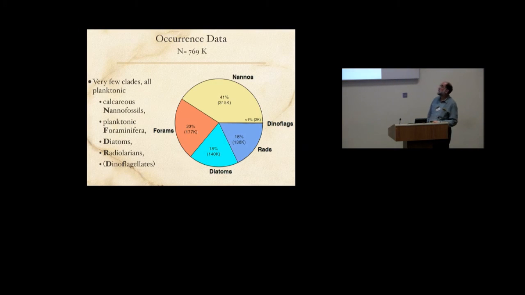Okay, this is the current content. There's nearly 800,000 occurrence records in the system at the moment, but almost all of it from really just 4 microfossil groups: the planktonic foraminifera, the calcareous nanofossils, coccoliths and stuff, diatoms and radiolarians. So it has a very, very small number of clades, but there's a lot of data per clade. There's like 315,000 records for the calcareous nanofossils.